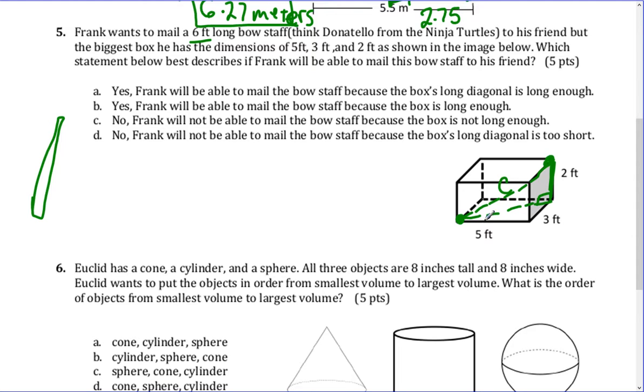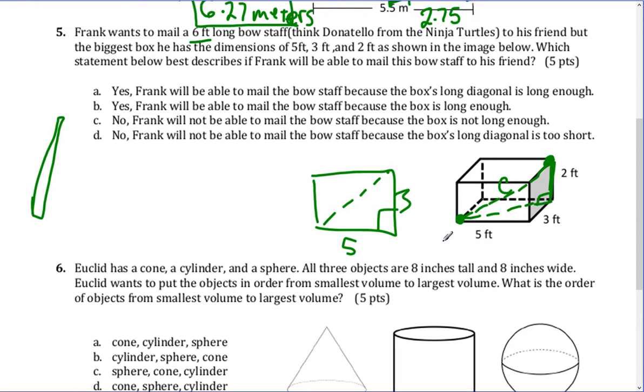But we can find that diagonal distance across the floor. This floor right here is a rectangle. If you look at it, it's 5 foot by 3 foot, and we're trying to find this diagonal distance. That's a right triangle right there. We can find this missing side, the diagonal distance across the floor, and then if we plug that in here, then we can find our c.